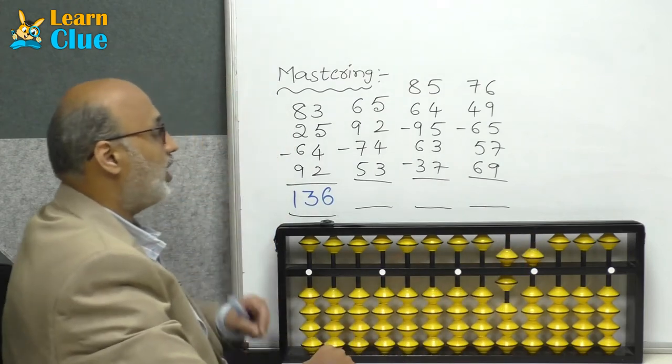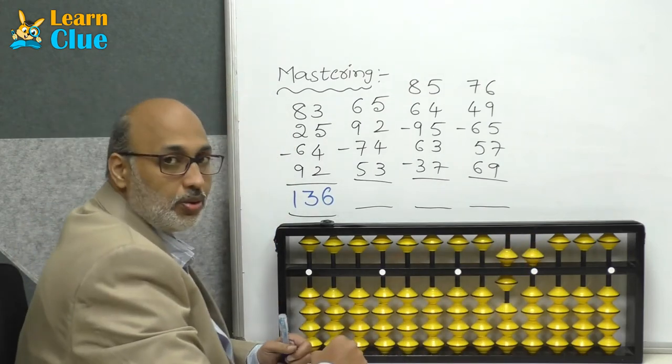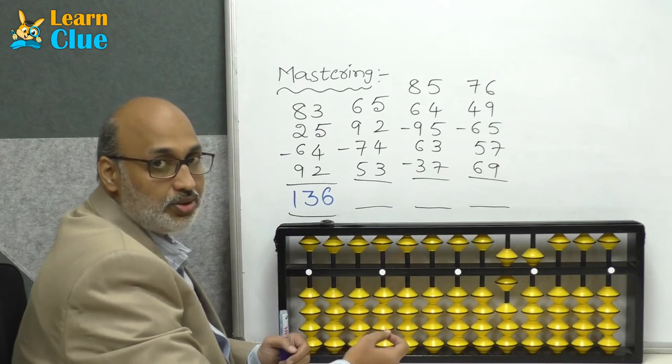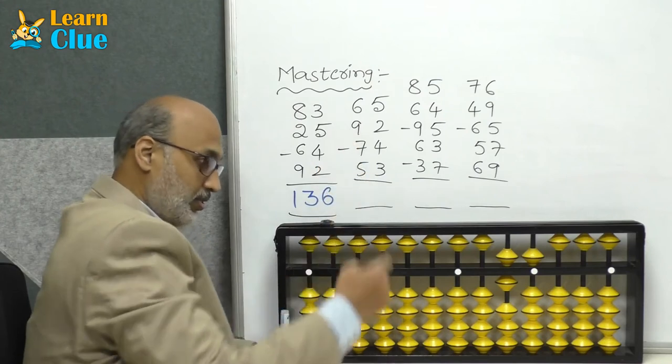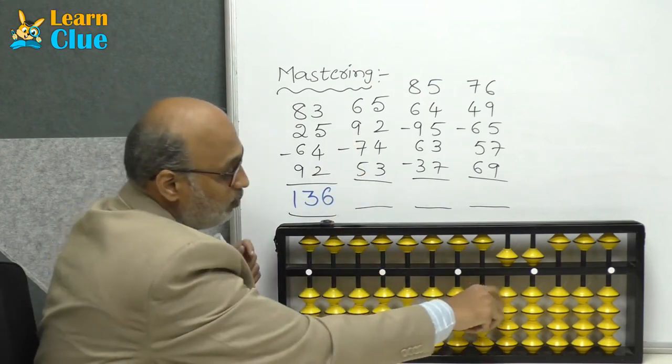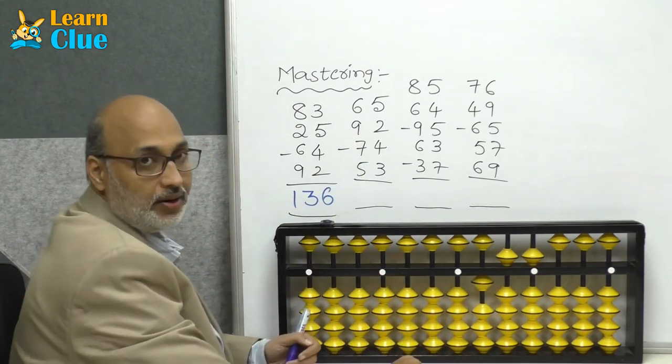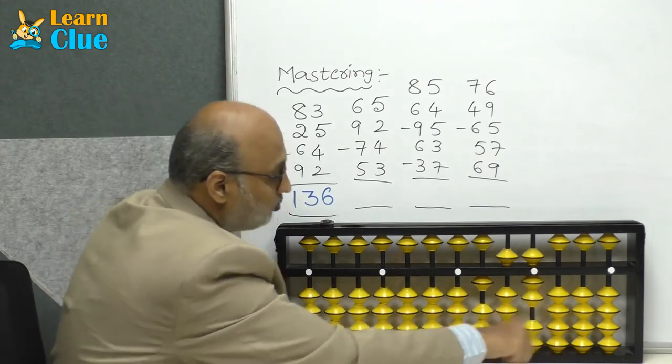60 plus 5 plus 92 plus 9 plus 9. What is the technique for plus 9? Minus 1 plus 10. If it is in tens place, minus 10 plus 100. Minus 10 plus 100 plus 2.